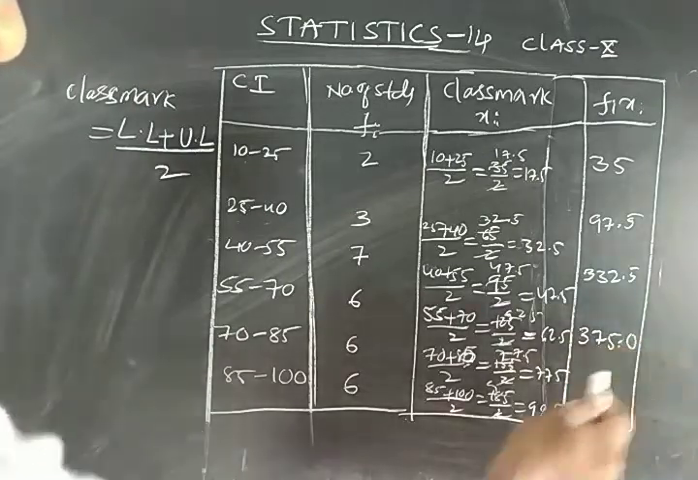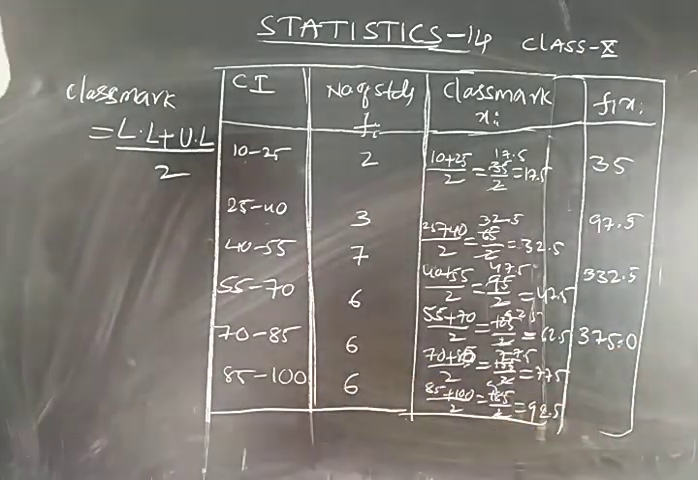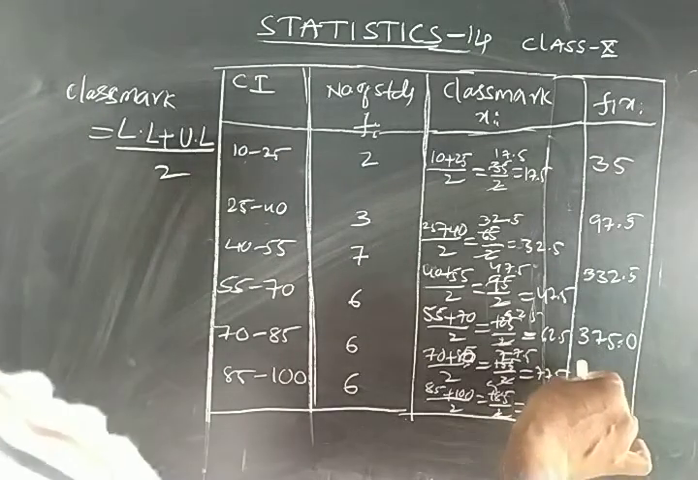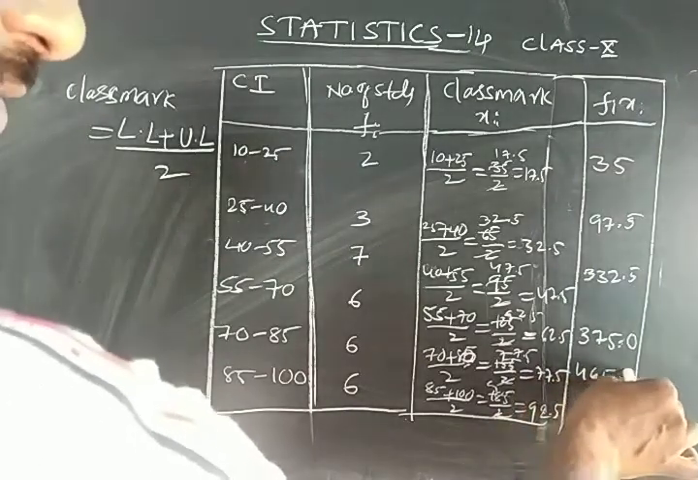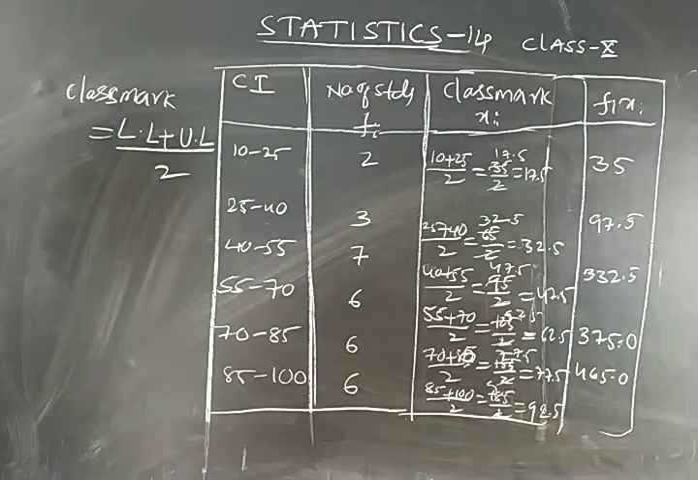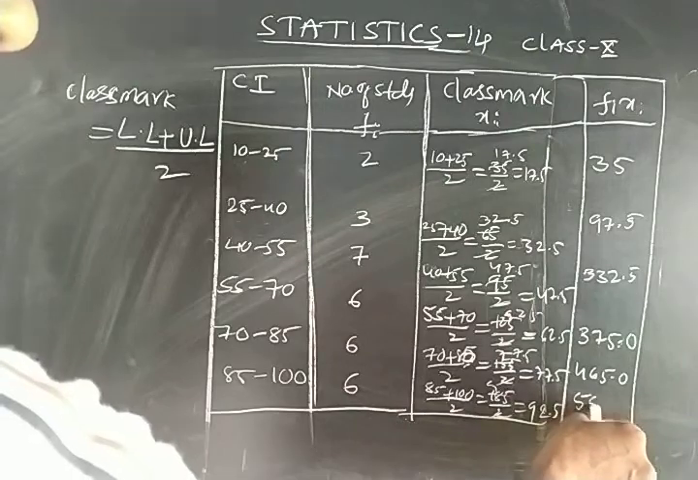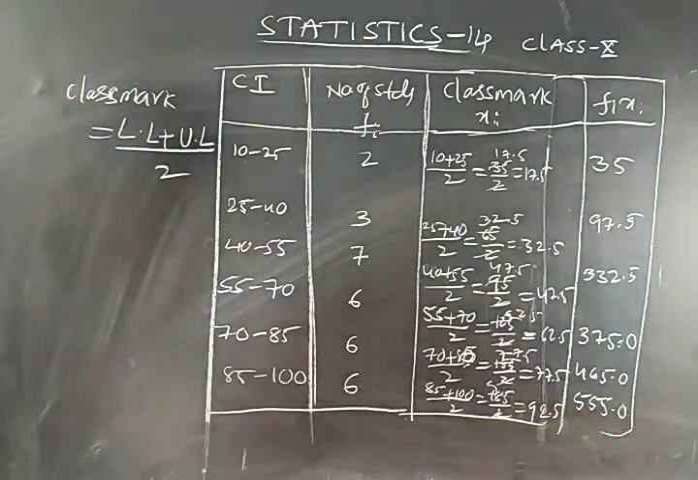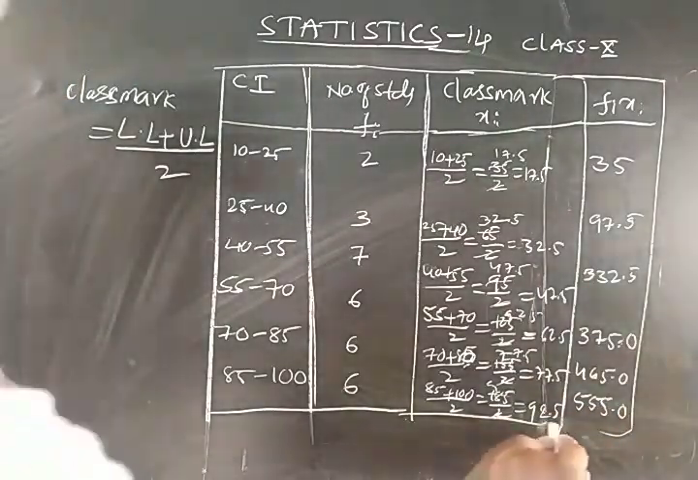375.0. Next is 6 into 77.5 will be 465.0. Next, 6 into 92.5 will be 555.0. Okay, after the product you will get this.